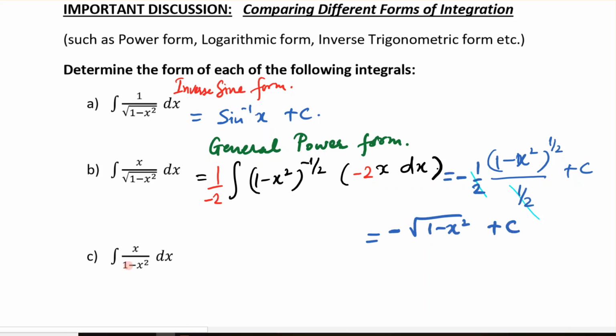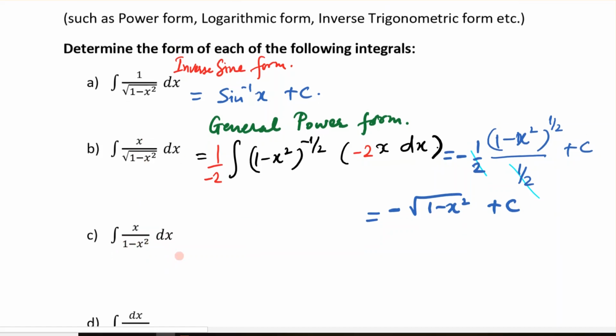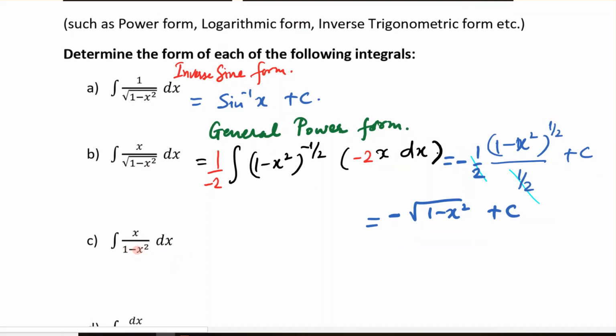Now let's look at part C. So there is a subtle difference between part B and part C. We only have no square root in the denominator, rest everything seems to be same. In this case, you will notice that if you consider the function 1 minus x squared, the power of this function is -1. So whenever you have the power other than -1, and you have differential on the top, we have general power form. But in this case, since you have the power -1, this is your basic logarithmic form.